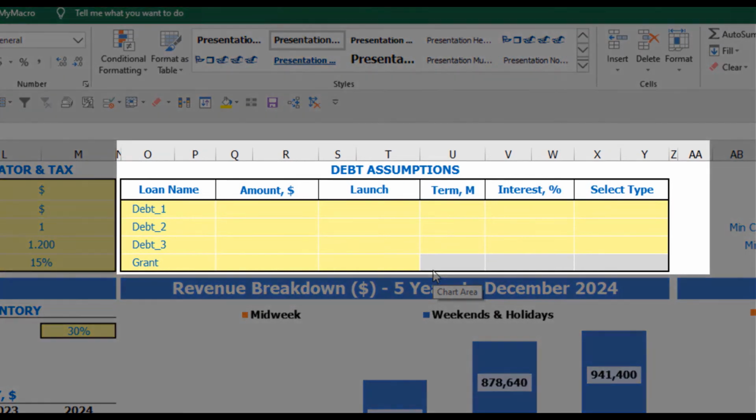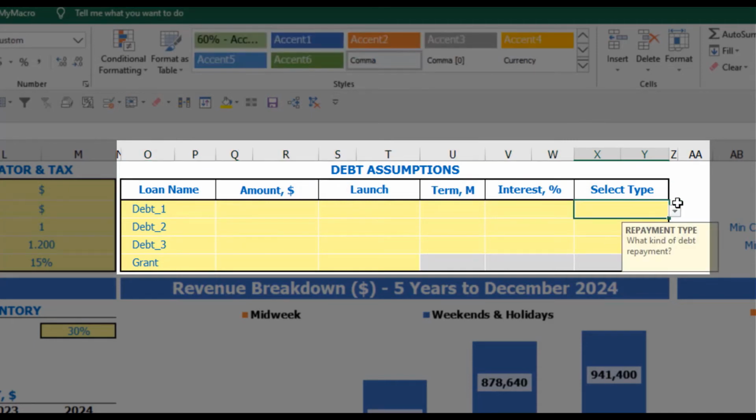Also on the top of the dashboard we have debt assumptions. Let me show you how it works. For each debt you are able to select the debt type. There are 2 debt types in the model, which are annuity and usual.